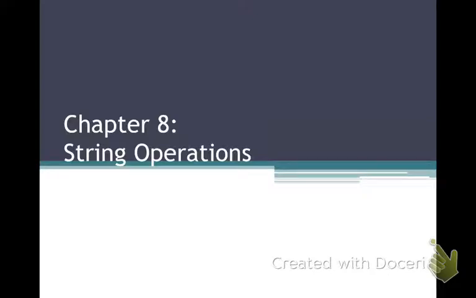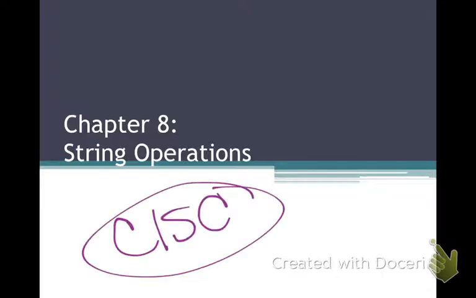Chapter 8, String Operations. We cover the string instructions to illustrate that the x86 architecture represents the complex instruction set computer class of computers. We're going to introduce five, but there are many more complex instructions that are available for the x86. They're just not covered in the book.